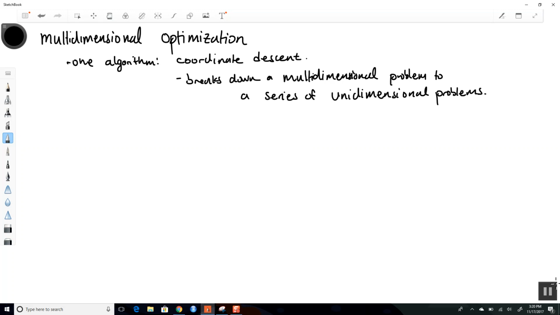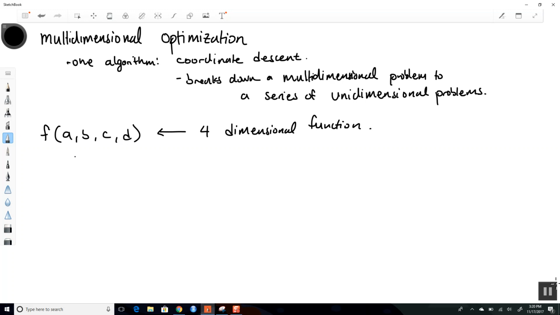Okay, so how does this work? Well, basically, you've got some function, let's say a function of A, B, C, and D, and so this is a four-dimensional function. And we can imagine reducing this to just two dimensions, or having 20 dimensions.